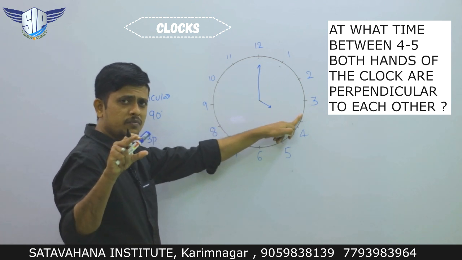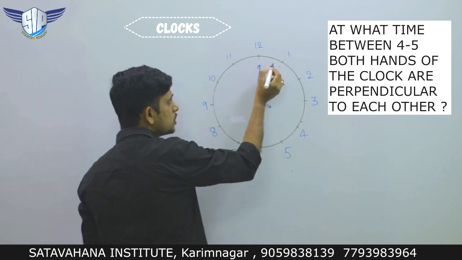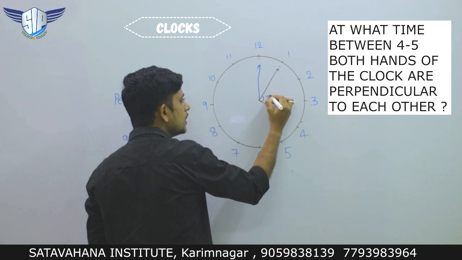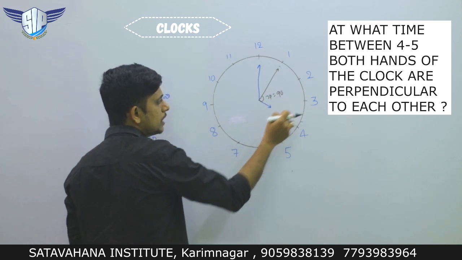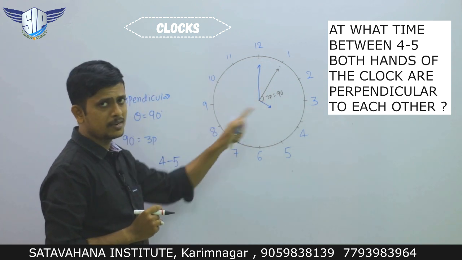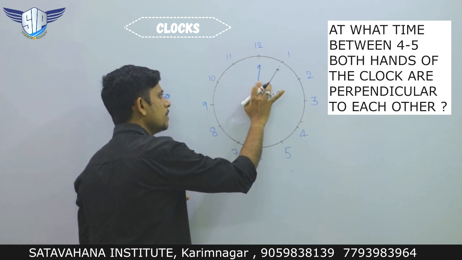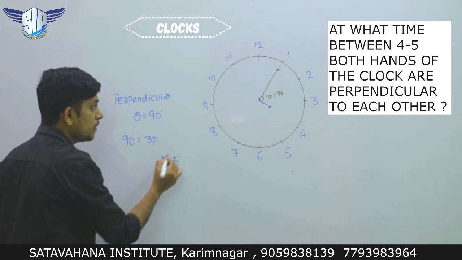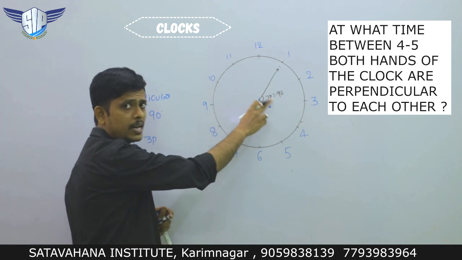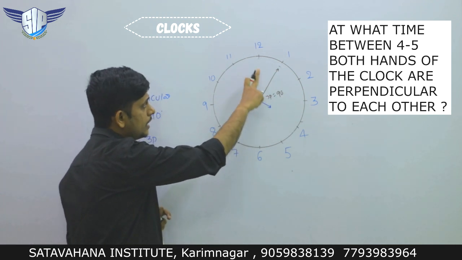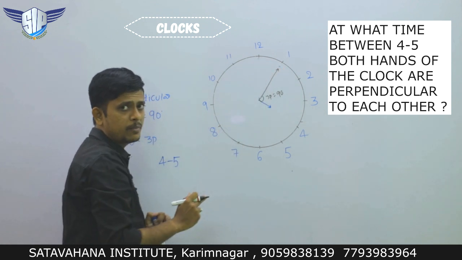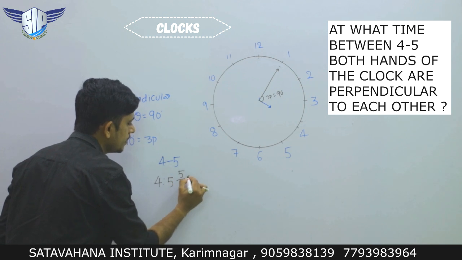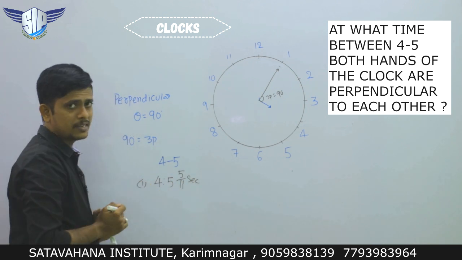To create the gap of 3 parts, this minute hand must move from 12 to 1. Therefore the gap becomes 3 parts, that is equal to 90 degrees, right? 1 2 3, each part value 30 degrees, therefore 3 parts value 90 degrees. To create a gap of 3 parts, the minute hand moves 5 minutes further. Therefore my first answer is 4, 5 by 11. This is my first answer.